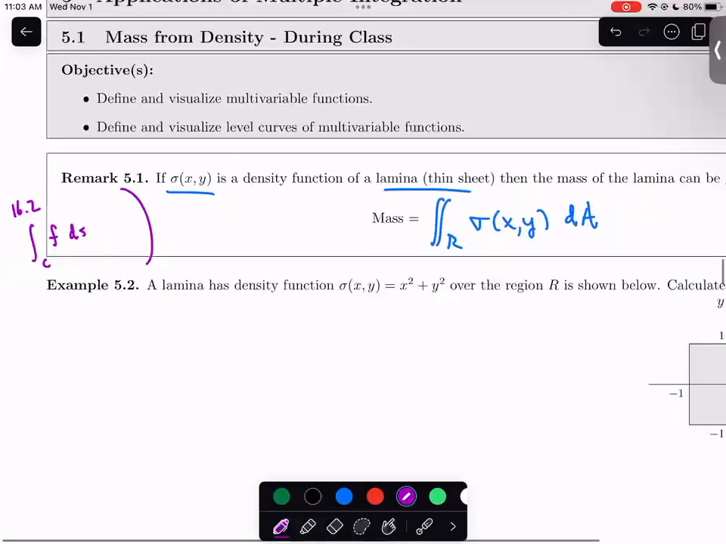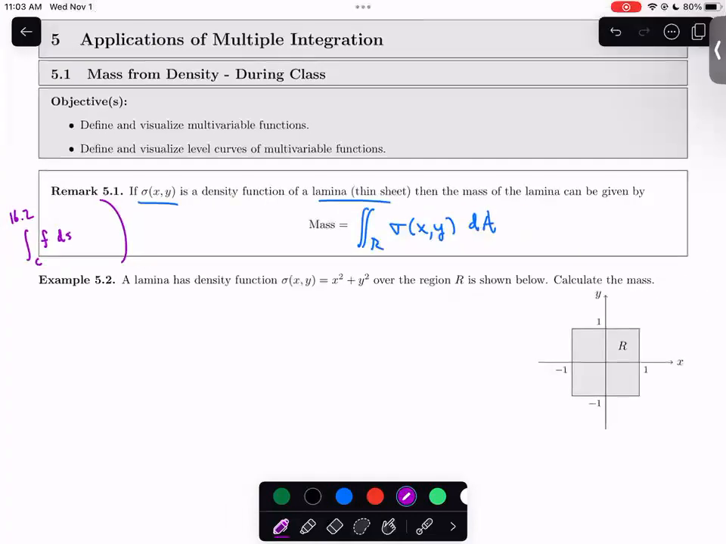So in this case, we don't have a spring, but we have a two-dimensional object, right? A thin sheet of laminate. And then if you add up over however much region this laminate is over, that's going to give you the total mass. So this is actually our second instance of mass from density.